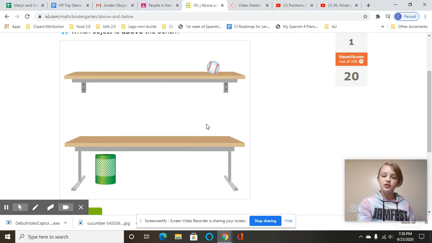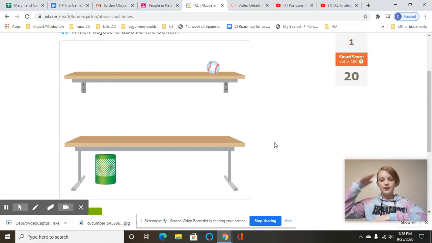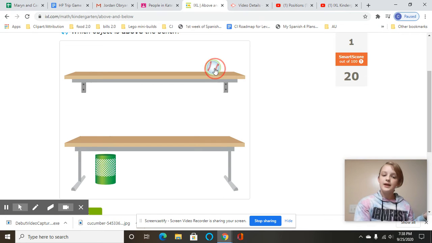Which object is above the bench? Well, here's the bench. The trash can is underneath of the bench. Above means on top of the bench or higher than the bench. So that means the baseball.